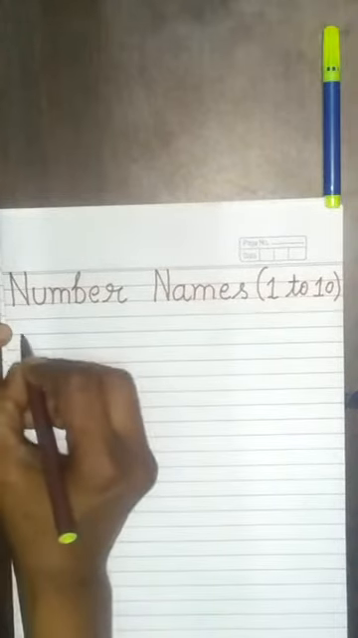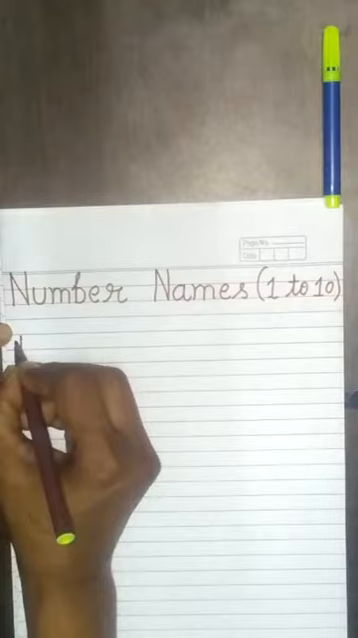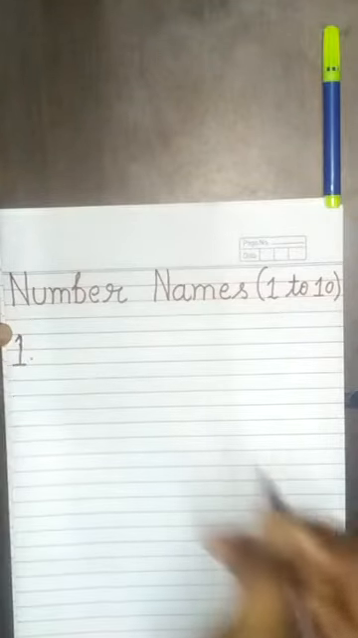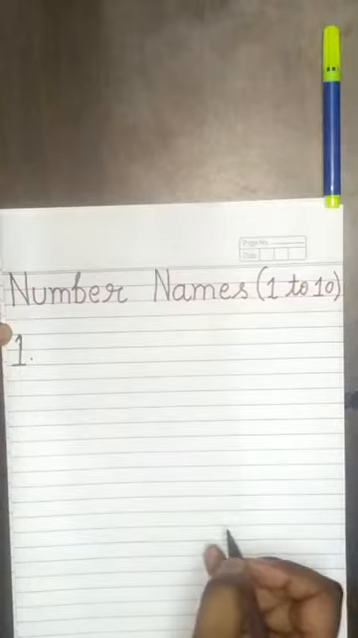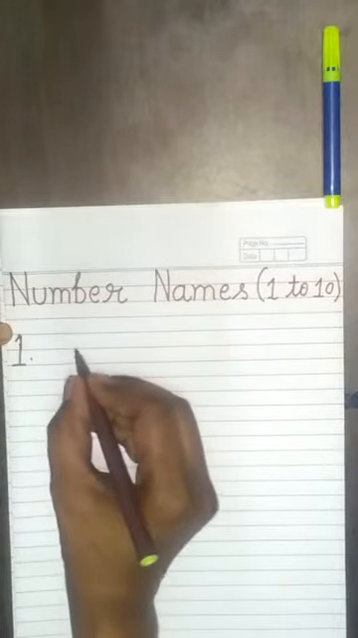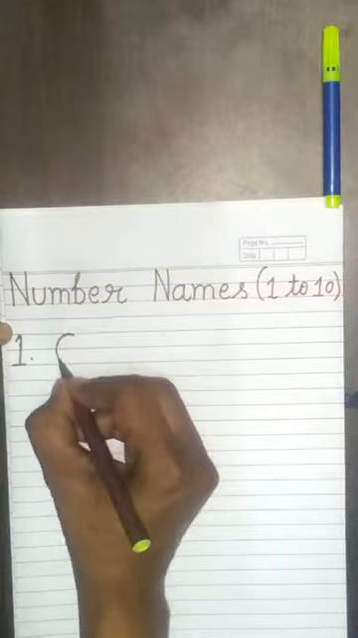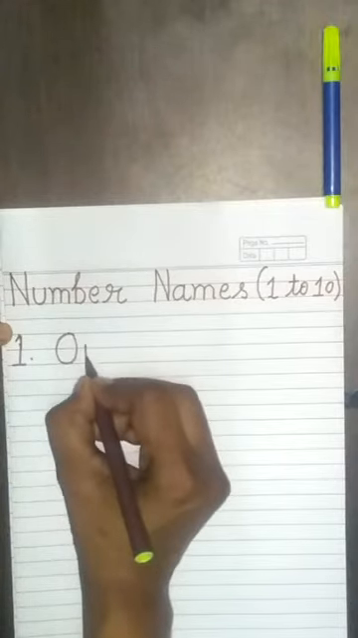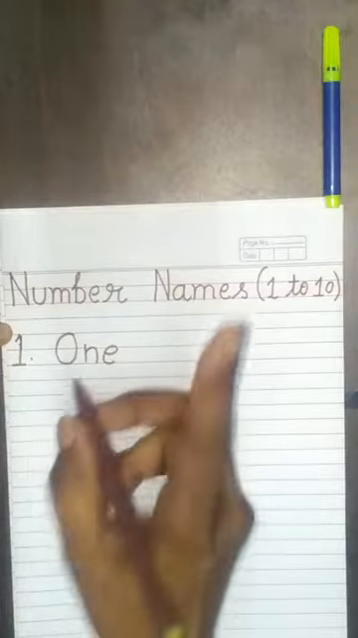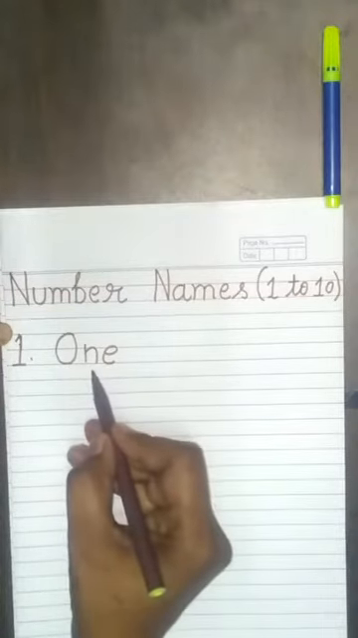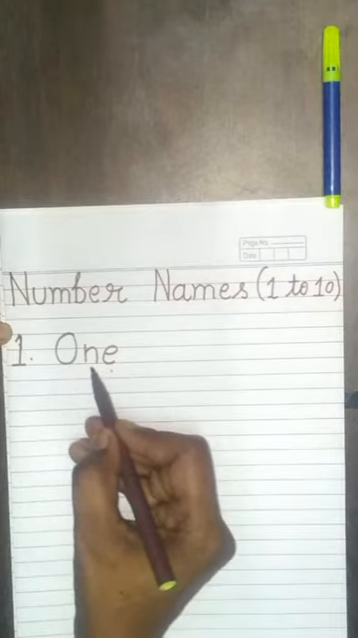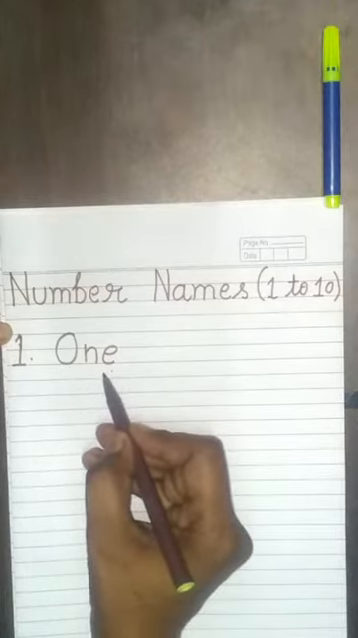Numeral for 1 is like this. And the spelling of 1, and you have to speak with me also. O N E, 1. O N E, 1.